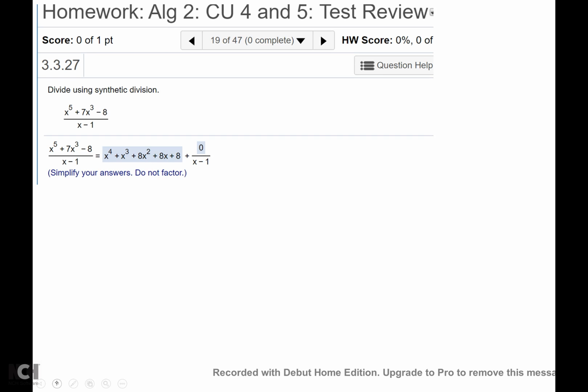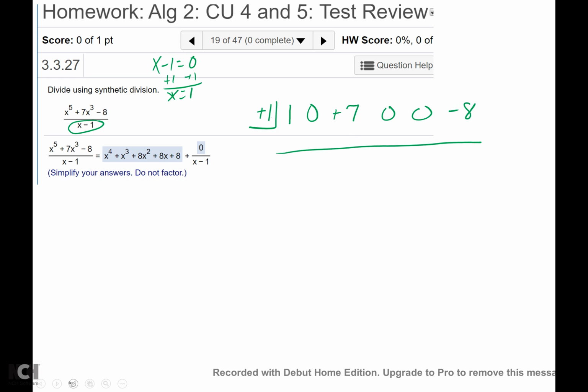Alright. This one they want synthetic division. When you do synthetic division, you put positive 1. You don't put the factor. That's a factor. You put the 0 in the hole. So plus 1, x equals 1. So I put 1 in the hole. I have my 5th degree coefficient, my 4th, my 3rd degree is a positive 7. My 2nd degree, my 1st degree, and my constant. Don't forget those placeholders, or it will never come out right.